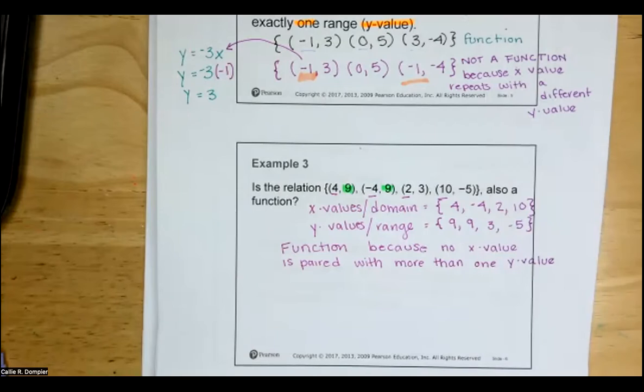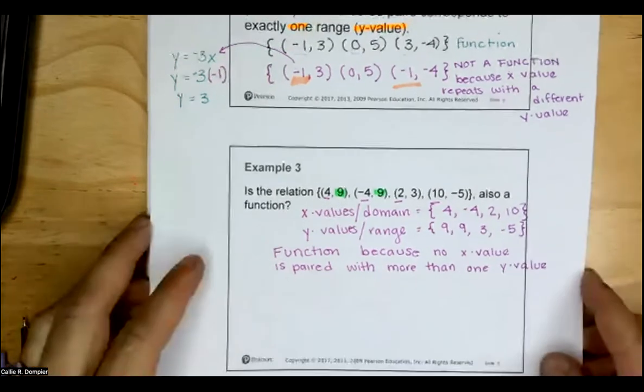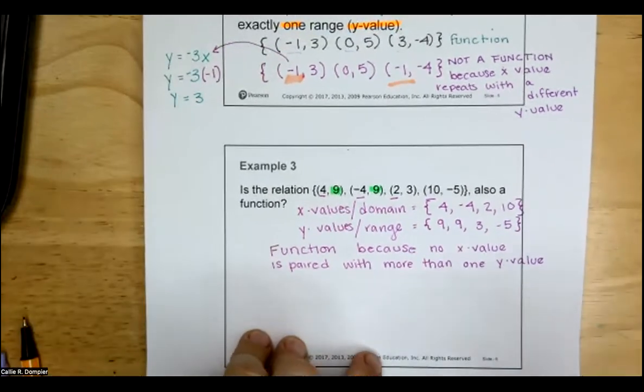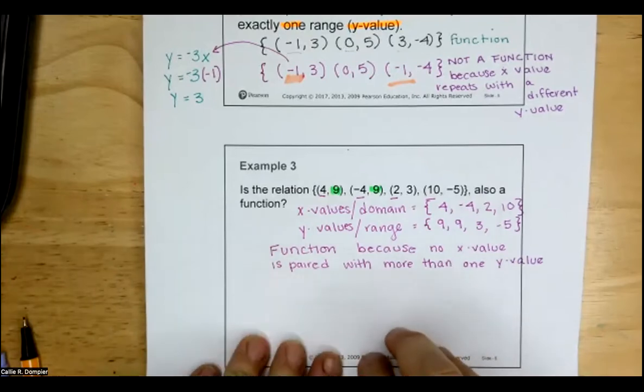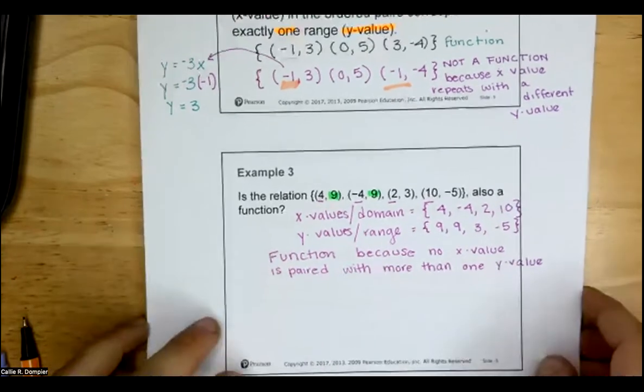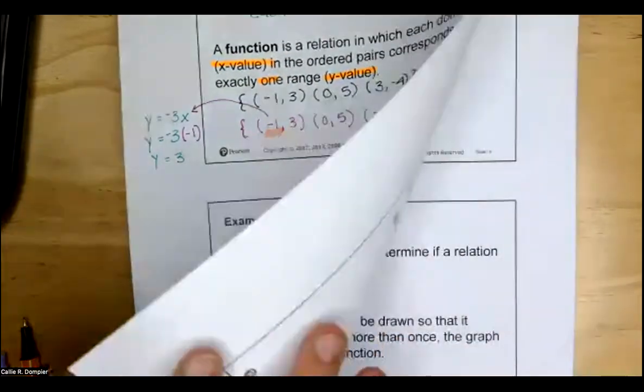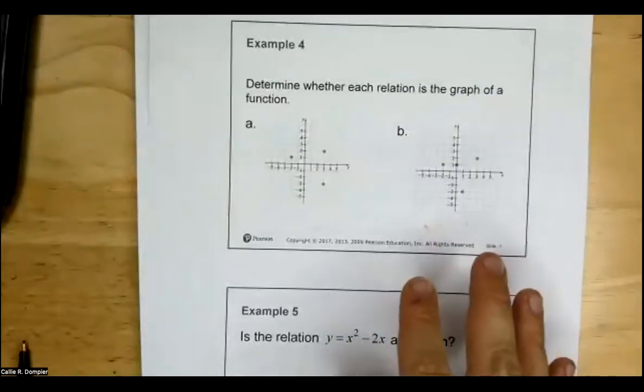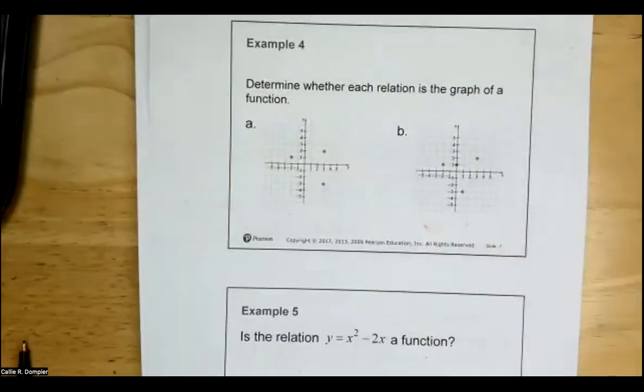Stop me if something's not making sense. When we get to how to graph these and how to check if they're functions via graphing, that's a little bit easier. And you can always graph, okay? Don't ever hesitate to graph. So example 4 says determine whether each relation is a graph of a function, okay?